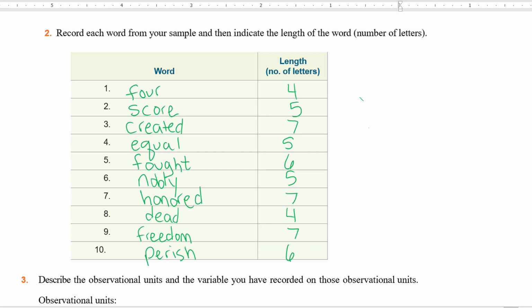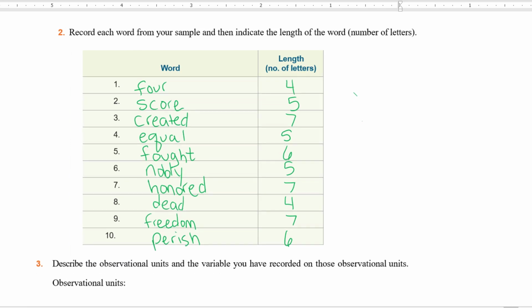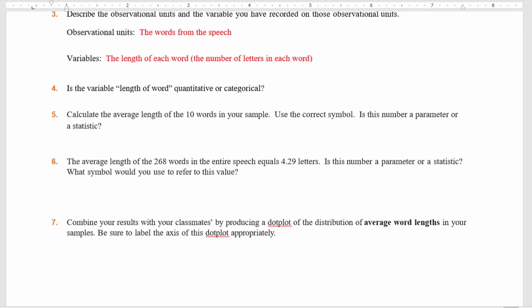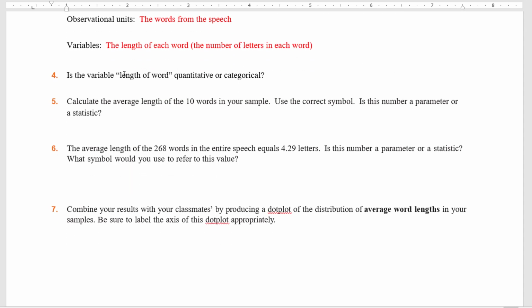Next, the problem asks us to identify the observational units. The observational units for what we just did above are the words themselves. And what we write down about the words is the length of each word. Or you might say the number of letters in each word. Part 4 asked, is the variable length of word a quantitative variable or a categorical variable? This is a quantitative variable, the length of each word, so we're writing down a number.